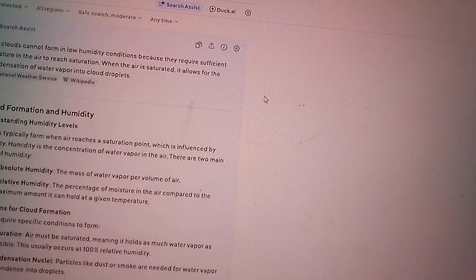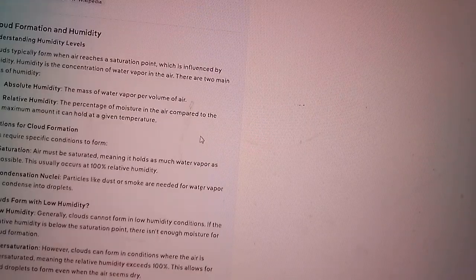Humidity is a concentration of water vapor in the air. There are two main types of humidity: absolute humidity and relative humidity, the percentage of moisture in the air compared to the maximum amount it can hold at a given temperature. Conditions for cloud formation: air must be saturated, meaning it holds as much water vapor as possible. This usually occurs at 100% relative humidity. Condensation nuclei. Particles like dust or smoke are needed for water vapor to condense into droplets.